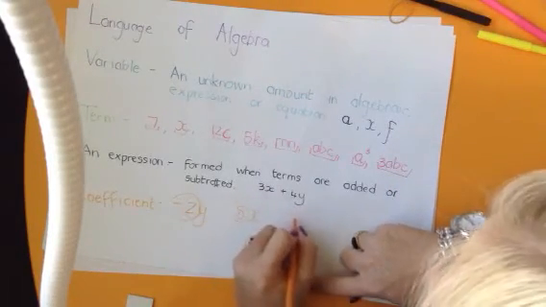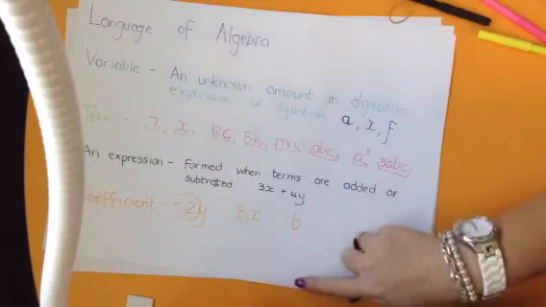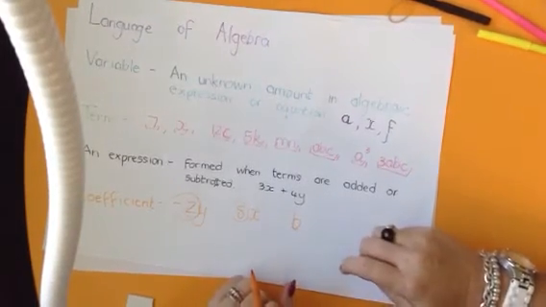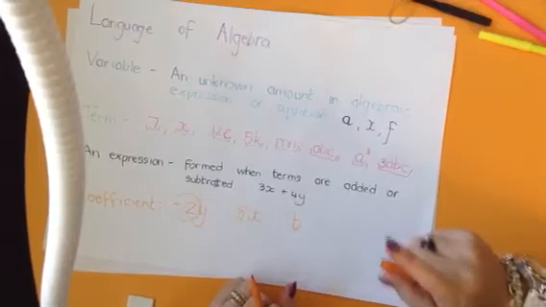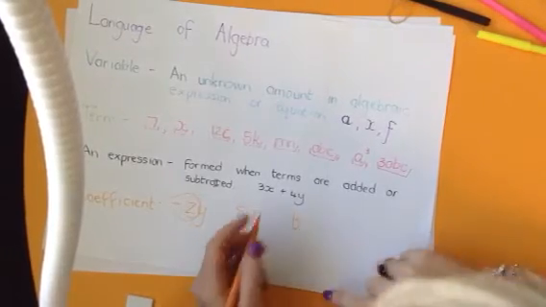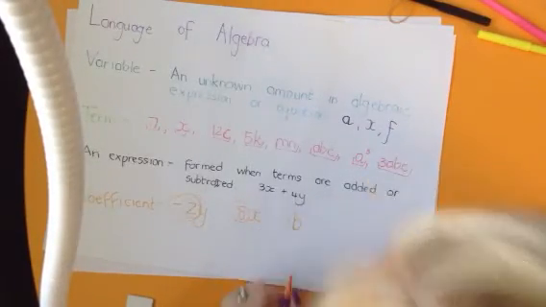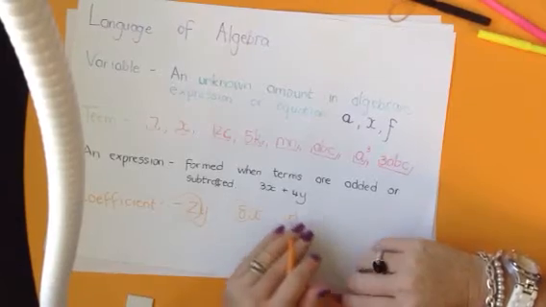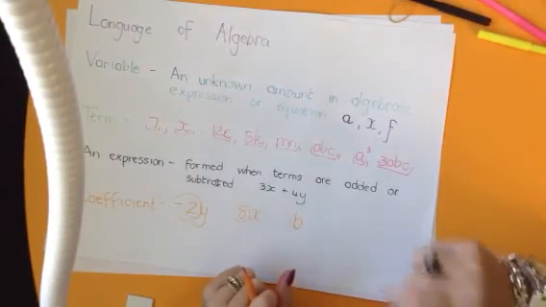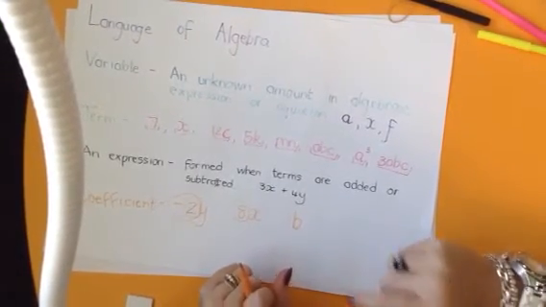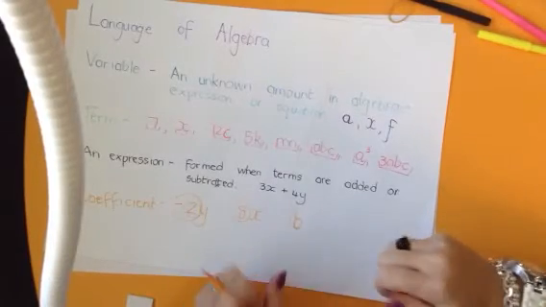What happens when I say the coefficient of b, but there's no number there? But what number is there secretly? Always remember this about algebra. There is secretly a number 1. Okay? So the coefficient of b is going to be number 1. Don't ever forget that. Okay? Because there is only one b. That's why it's number 1.